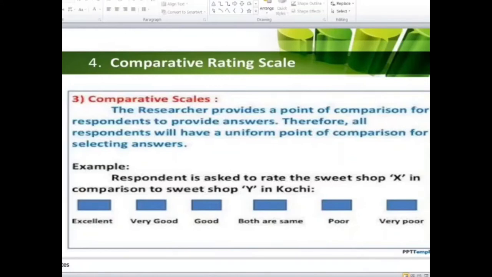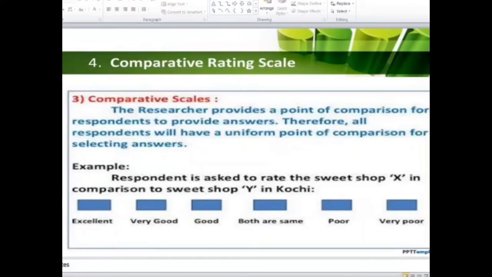So it provides a point of comparison for respondents to provide answers. Therefore, all the respondents will have a uniform point of comparison for selecting answers, whether X is better than Y, or both are the same, or both are excellent. We can make a comparison for selecting the answers.